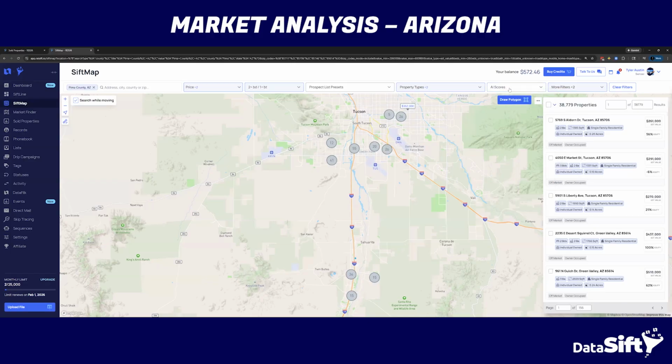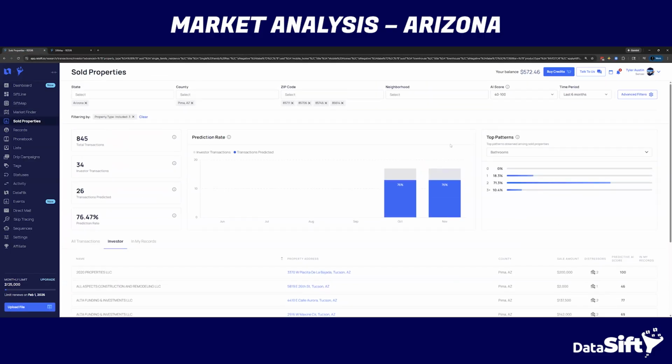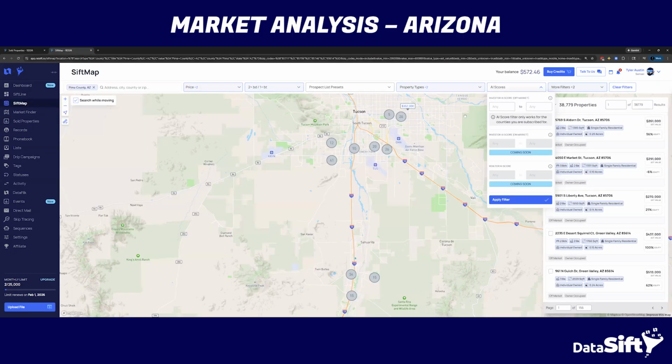You've got to find the sweet spot of the AI score with the amount of records you want. Just know, if you get below, I would say, 20 or so, you're basically just pulling everything. You know what I mean?